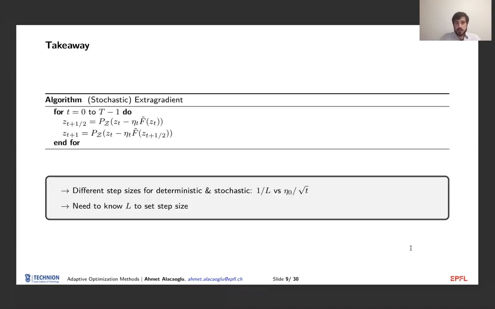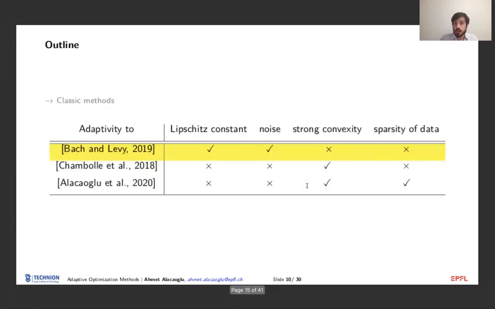Now, let's move a bit further from the technicalities and look at the message of these results in terms of adaptivity, in terms of what we care about here. Essentially, what we have seen is that to get the optimal rates, 1 over t and 1 over square root of t in the deterministic and stochastic cases, standard extra gradient needs to use 2 different step sizes. It's a constant step size, 1 over L, for deterministic, and a decreasing step size with square root of the iterate counter t in the stochastic setting. Another important point is that we need to know the Lipschitz constant L to be able to set the step size in the deterministic case. If you don't know L, you don't know how to set the step size to get the optimal rate.